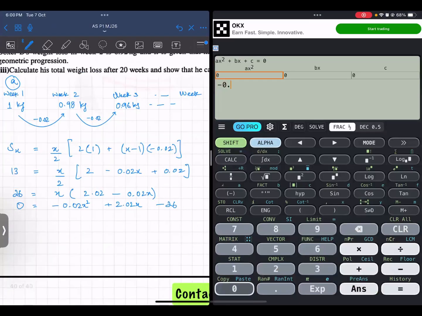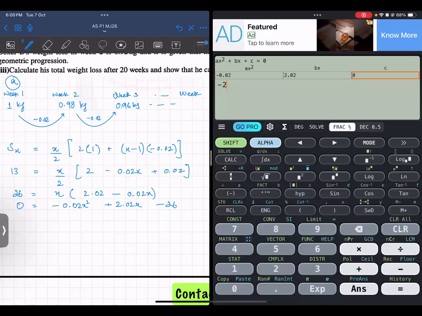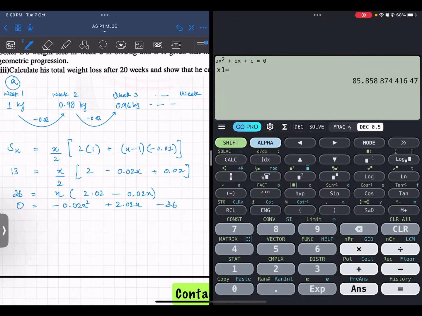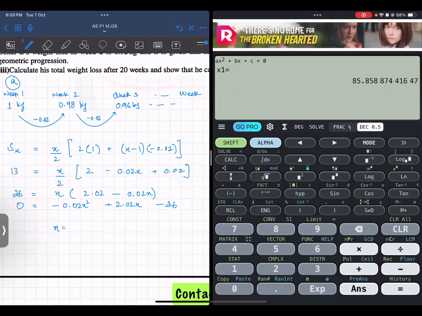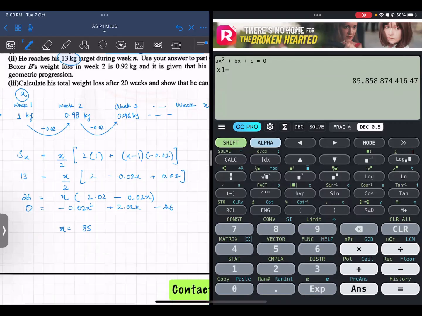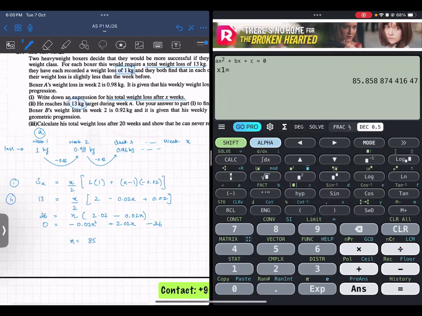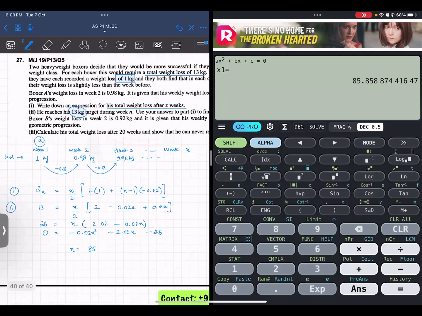So minus 0.02, 2.02 and minus 26. So your x is coming out as 85. I think maybe there's something wrong. Wait a minute. Have I done something wrong? M minus 1 into D. Into D, yes. 2 times. Okay.